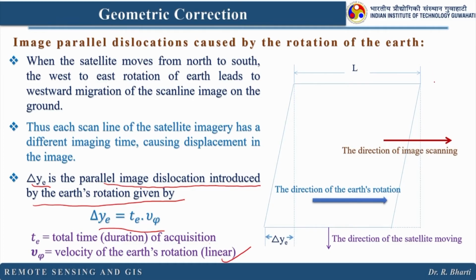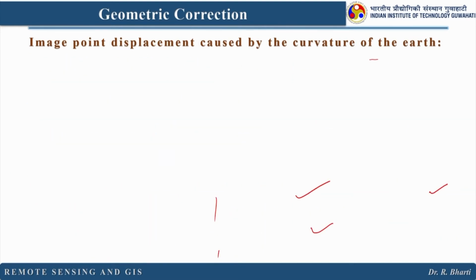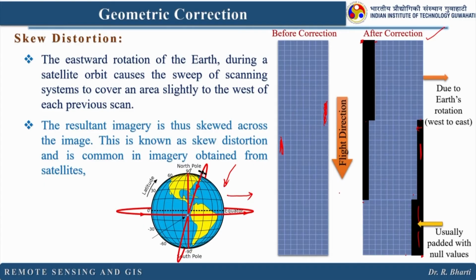In this image you can see the direction of image scanning. The image is scanned first, second, third, fourth, fifth, and this is the direction of the Earth's rotation, and this is the direction in which the satellite is moving. Then your image will be generated. Now, you can correlate with this particular image how it has been generated.